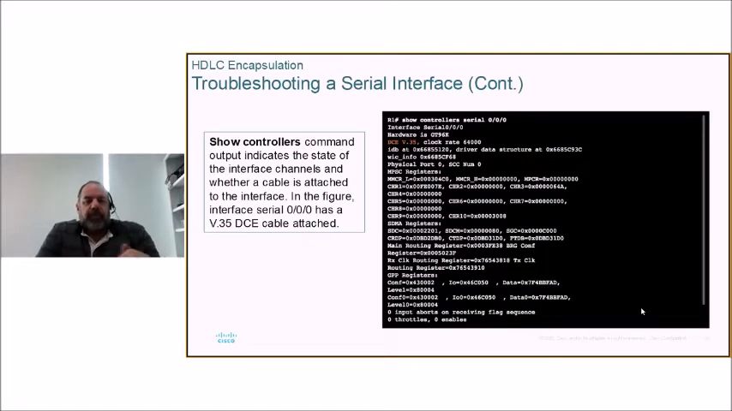Okay, now you can actually use the show controllers command, and that output indicates the state of the interface channels and whether a cable is attached to the interface. In the figure, the serial interface 0/0/0 has a V35 DCE cable attached, and so this is what at least us people will use it for most often. If you've got a cable plugged in, you don't know which end is the DCE end, which is the DTE end. You can actually look at it in the third line. It will tell you DCE or DTE, or it would say no cable connected.